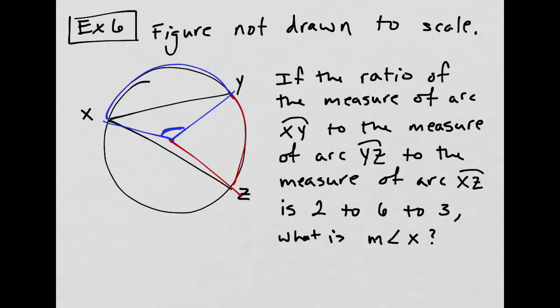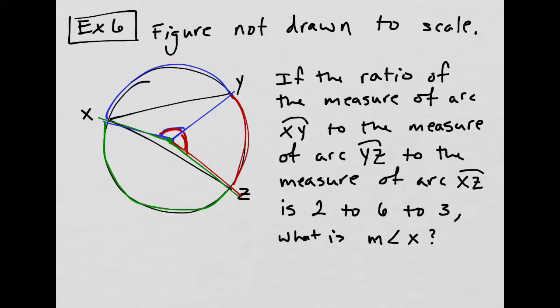So the measure of xy, remember, we have two different arcs, and the way we measure the arc is by getting the angle from the center that intercepts that arc. So we got that, we got this. To the measure of xz, so I'll do that in green. So the ratio of that is going to be 2 to 6 to 3.